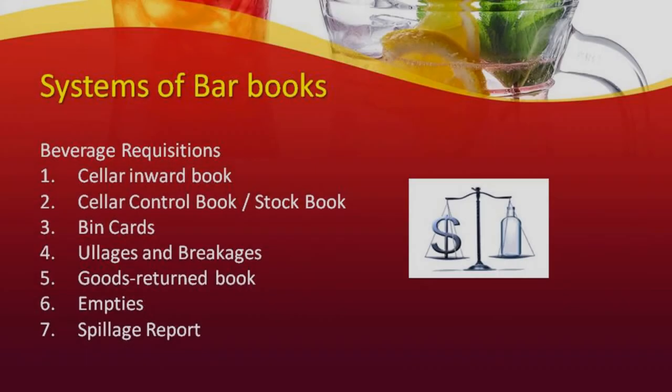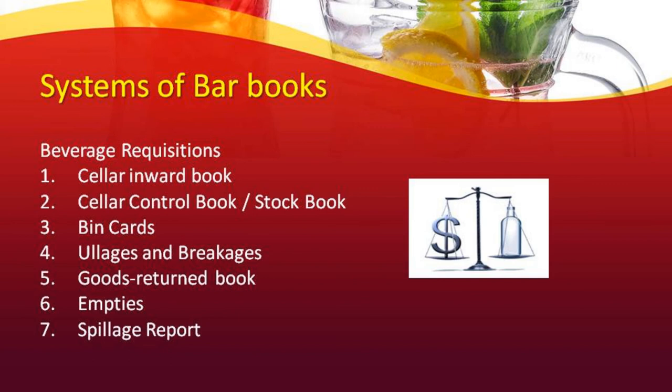Let us now look at the different systems of bar books. The beverage requisition. Different types of bars operating under one roof or control system are supposed to collect the required alcoholic beverage from the cellar against the beverage requisition signed by the authorized person. The cellar man collects the top copy of the requisition and issues the stock requested against the signature of the person receiving it and the empty bottles.